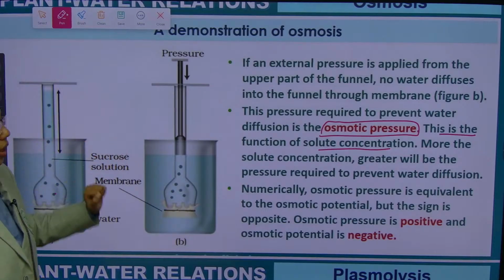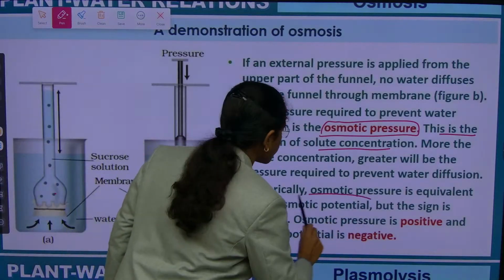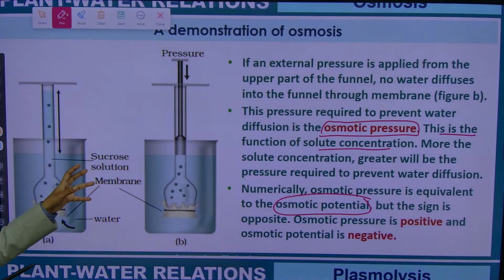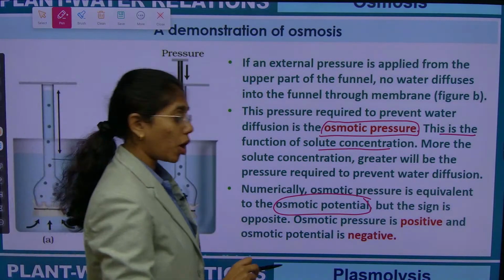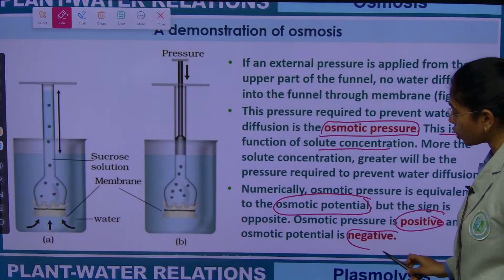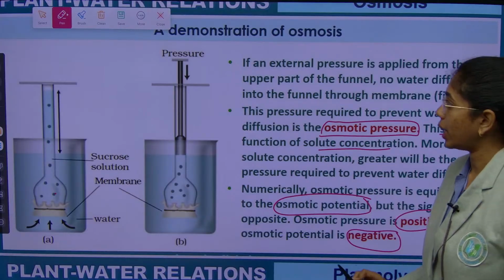Numerically, osmotic pressure is equivalent to what? Osmotic potential, but the sign is always opposite. Osmotic pressure is positive, and osmotic potential is always negative. Remember that. Clear?